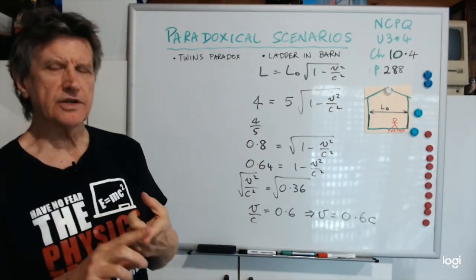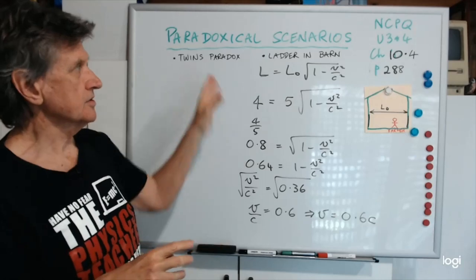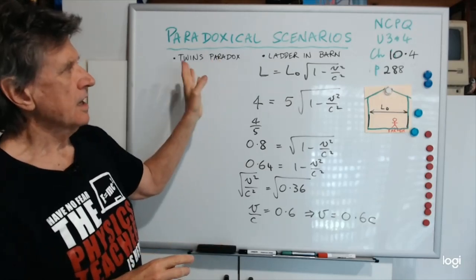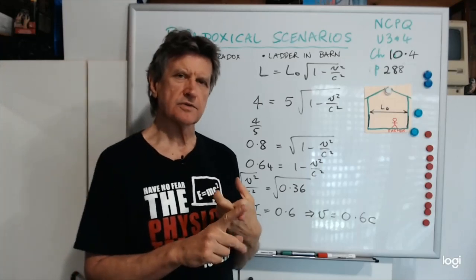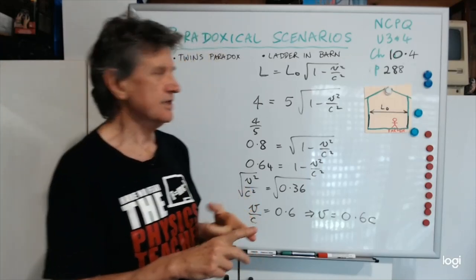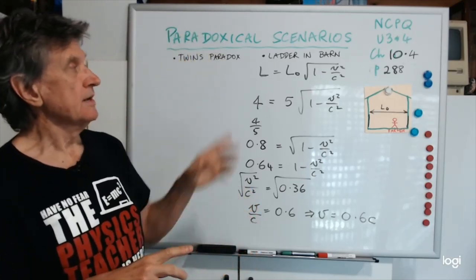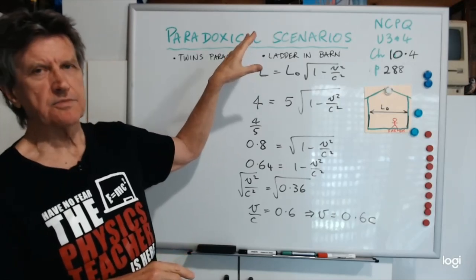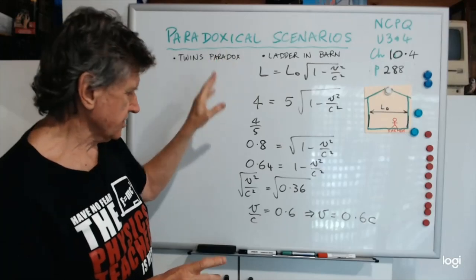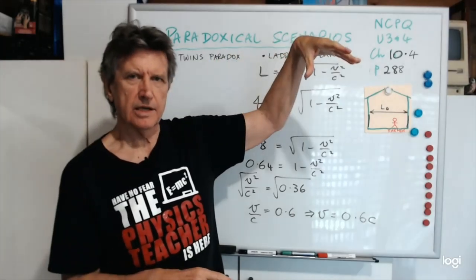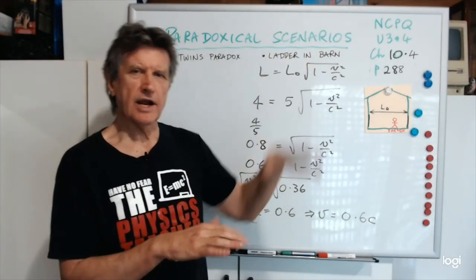Now, the syllabus only talks about 3 paradoxes. I mentioned a couple of other things. I mentioned the ultimate speed in the universe being 1c, and I think that's worth keeping in mind. There are a couple of others in the textbook that you might like to look at, but they're not the ones in the syllabus.